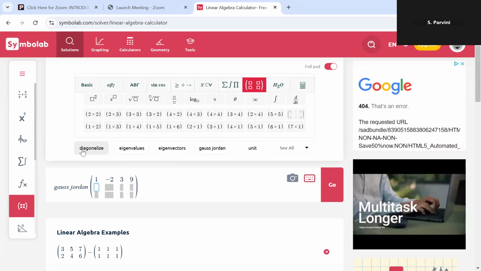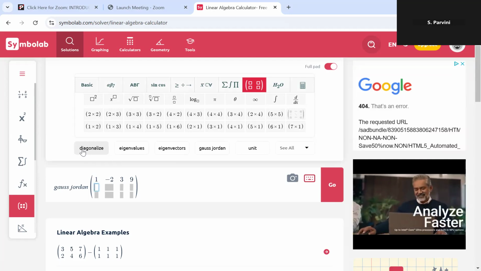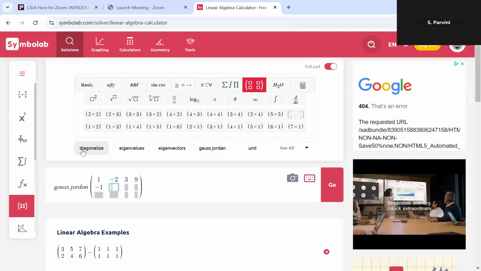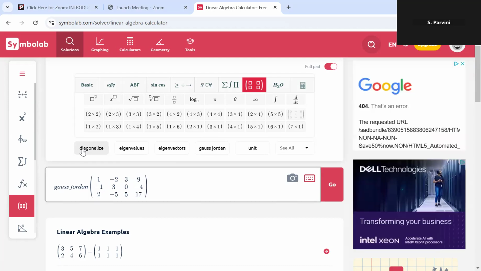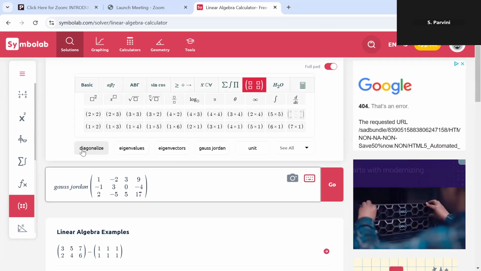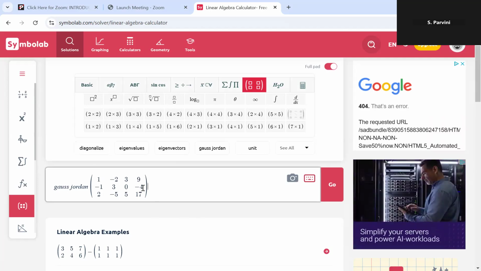This is example 7, the one we just did. And then we're going to go -1, arrow to the right, 3, 0, -4. And the last one is 2, -5, 5, and 17. Give you a moment to verify that for me, please. Does everything look good on that one? This looks okay. It looks good.